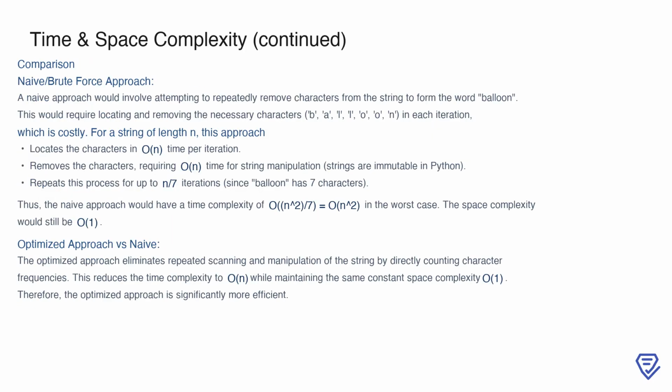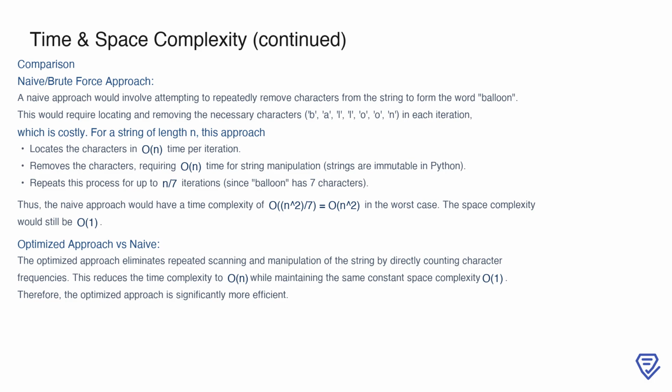Let's compare this optimized approach to a naive or brute force method. In a naive solution, we would repeatedly search for and remove the characters needed to form the word balloon. For example, in each iteration, we would locate the characters B, A, L, L, O, and N, which would take O(N) time. Then, removing these characters from the string would also require O(N) time, since strings are immutable in Python and modifying them creates a new copy. This process would repeat for up to N/7 iterations, as balloon contains 7 characters.